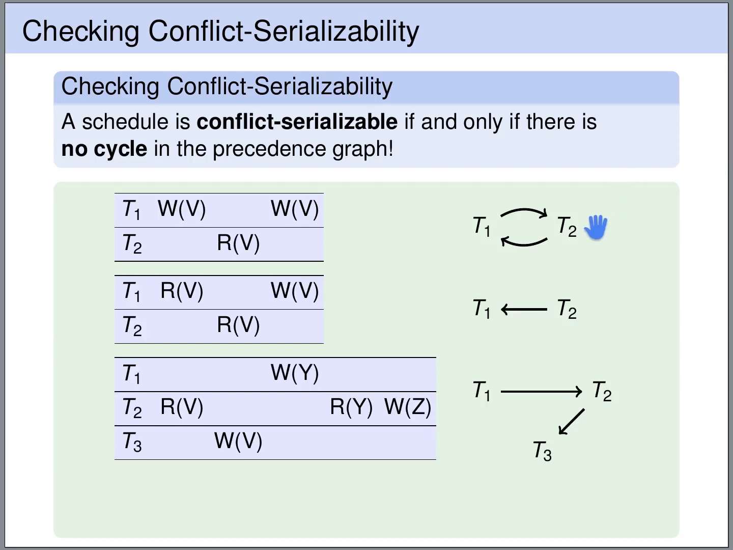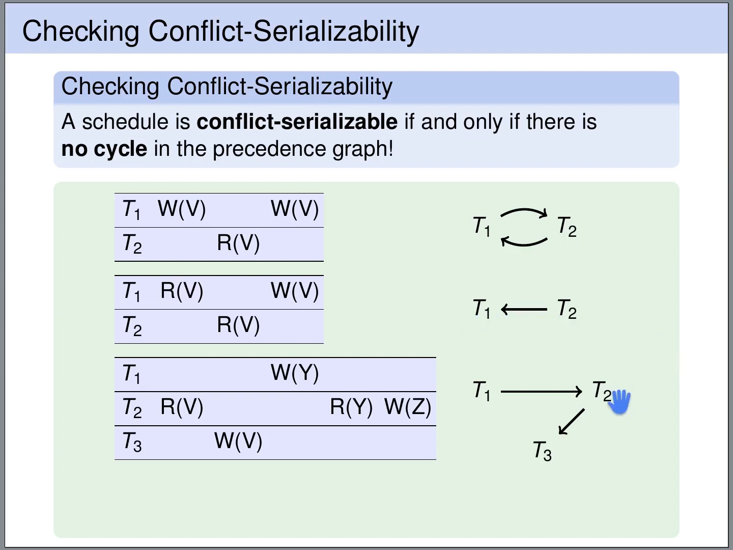In the first schedule, the precedence graph contains a cycle. We can go from T1 to T2 and back to T1. So this schedule is not conflict serializable. Our second schedule does not contain a cycle in the precedence graph. So this schedule is conflict serializable, and we can serialize it in the following way. We can read this precedence graph as T2 needs to be before T1. So we first execute T2 and then T1, and this is our serial schedule.